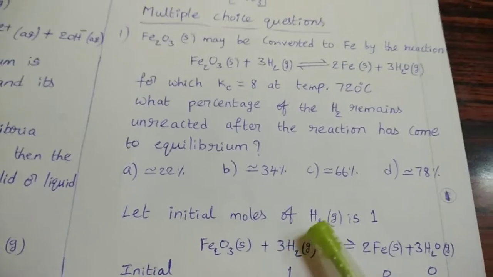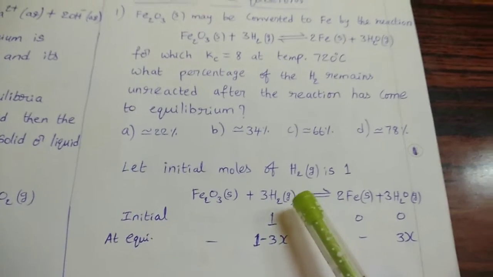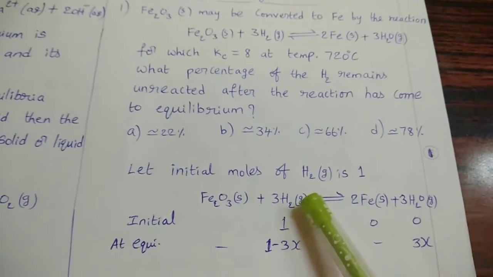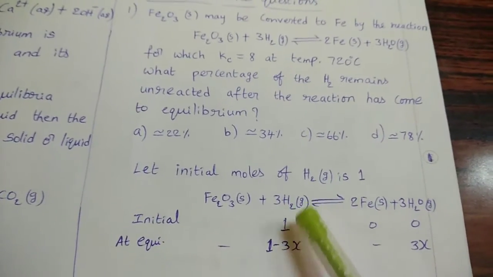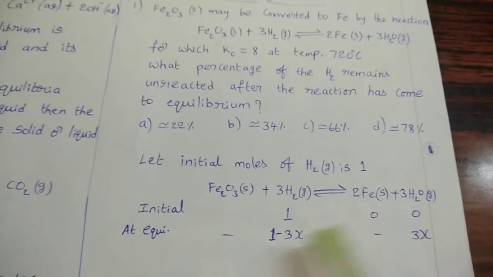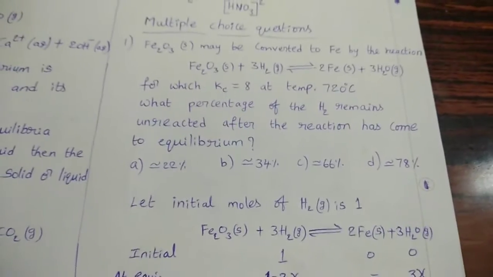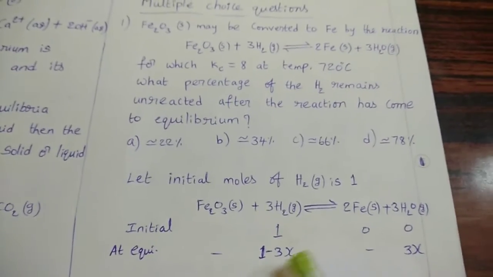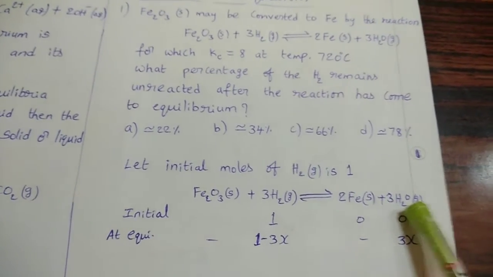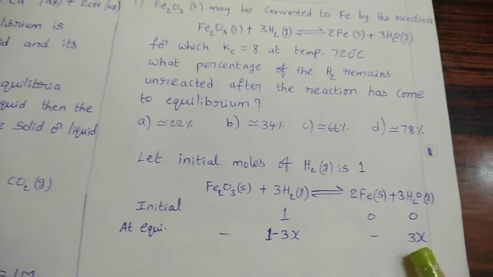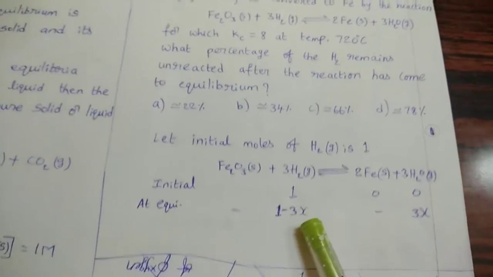Say this, let the initial moles of H2 gas be 1. So this is the given equation. Initially we have to consider the number of moles for gaseous reactants and gaseous products. Solids we can neglect. So initially the number of moles is 1, 0, 0. After some time, some amount reacts, and 3x moles of H2O form, since for 1 mole of H2O gas it means x moles, and here 3 moles are given, so 3x moles is formed. The same number of moles is decreased from the reactant, so 1 minus 3x.